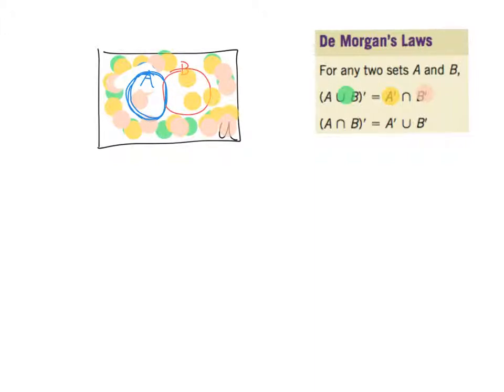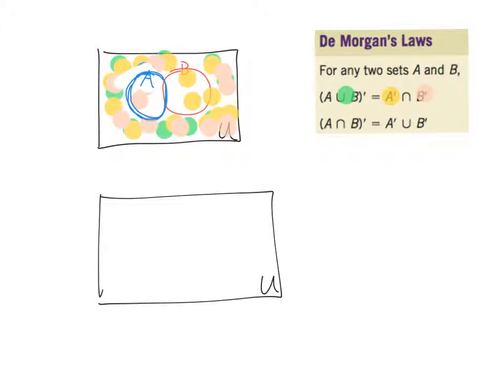The second one gets a lot easier. So let's look at the second one. We have a universal set. We have a blue A intersect with a red B. There we go. And then this time I will use the green again. So (A intersect B) complement. A intersect B is right in the middle. This is A intersect B.